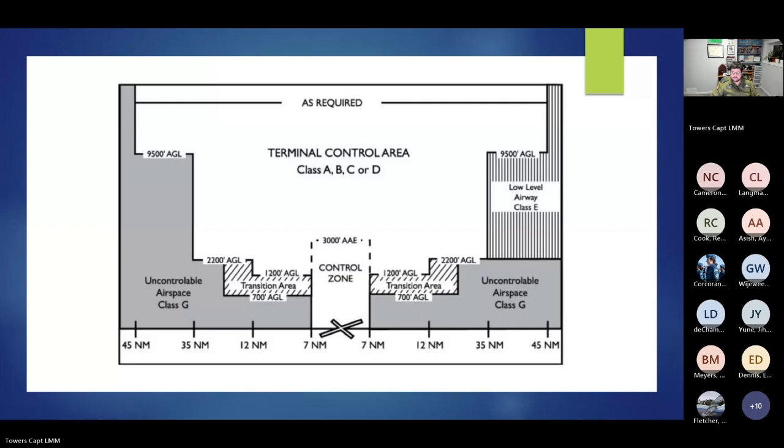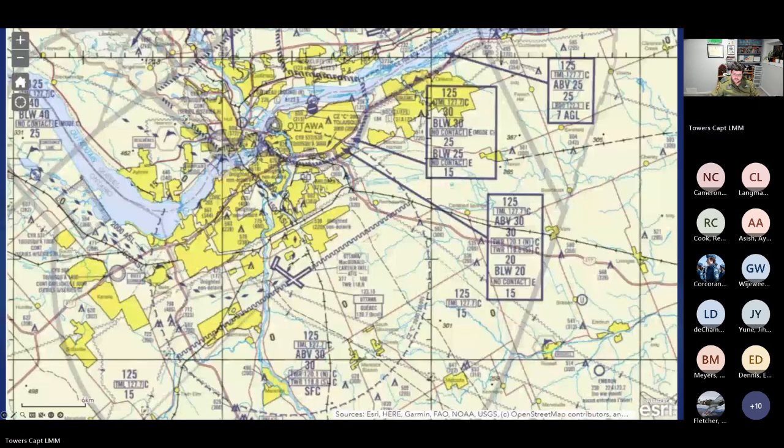It's just another diagram talking about the airspace around a terminal control area. So you can see that the airport's here, got a control zone here, and you've got a terminal control area, which could be A, B, C, or D. Some Class G here, some transition areas, all that sort of stuff. So these are some examples of control zones on a map. It's quite a lot to look at, especially through a screen share.